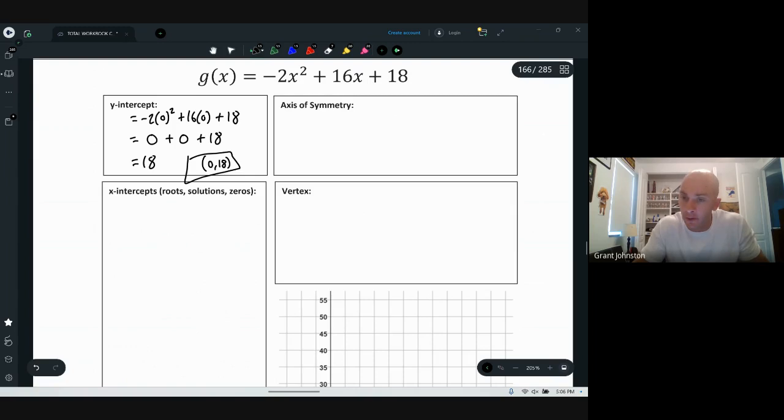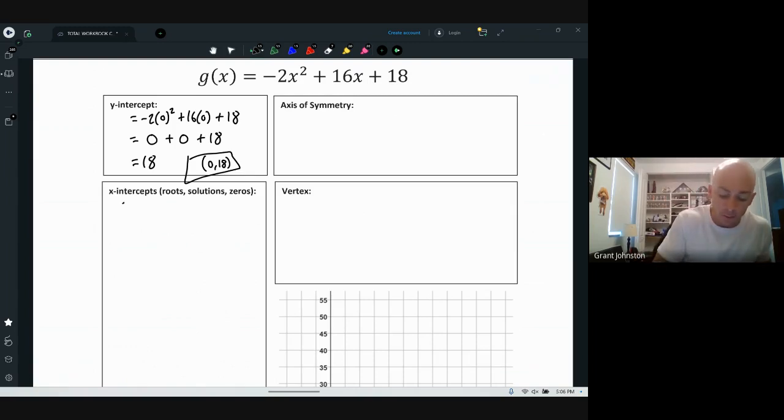Let's get the x-intercepts next. So that's to plug in 0 for y, or in this case, g of x. So 0 equals negative 2x squared plus 16x plus 18. On this one, you could either factor it or use the quadratic formula. It's really up to you. Personally, I would factor it, but I'm trying to debate in my head if I should use the quadratic formula just to review it with you. I'll use the quadratic formula.